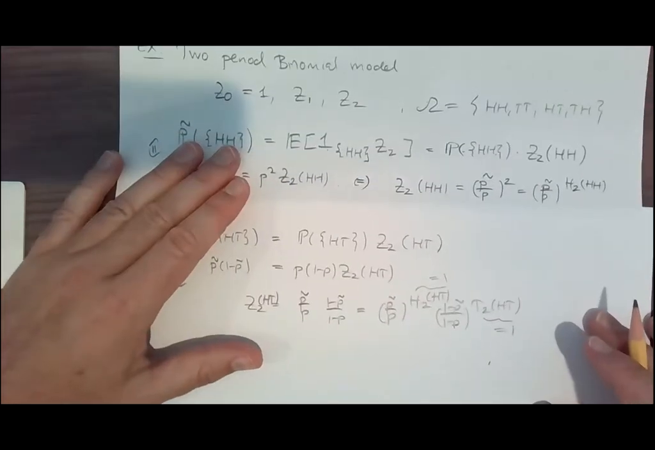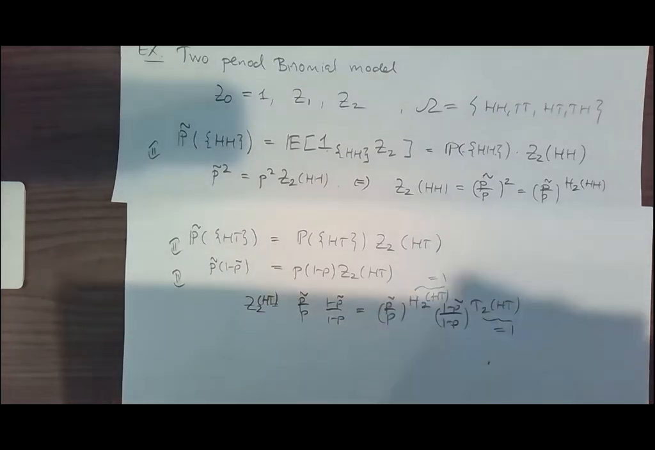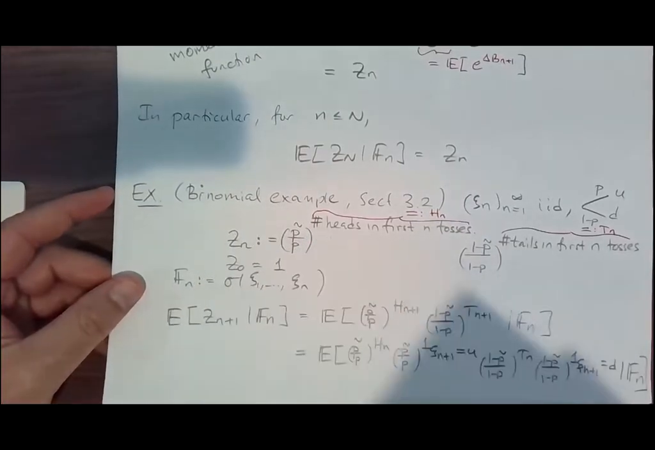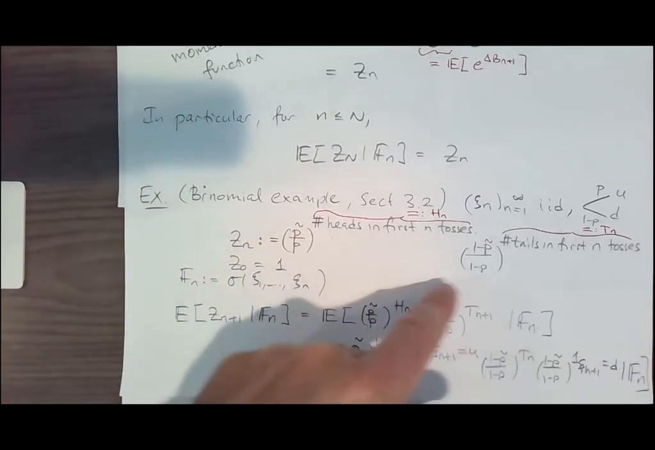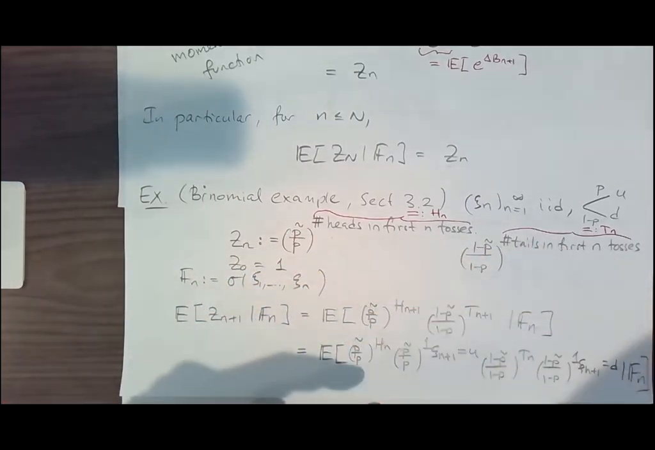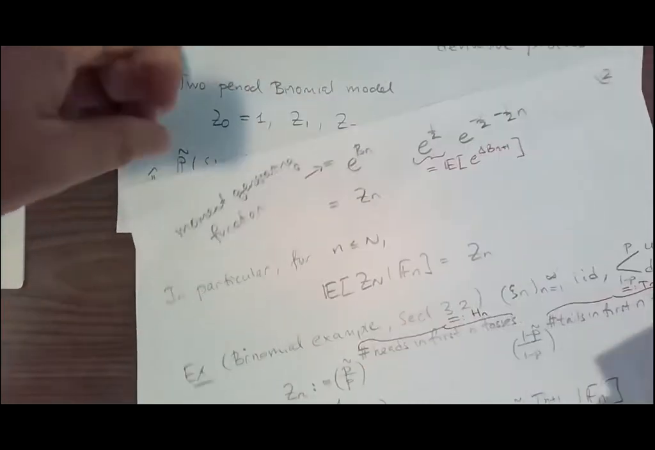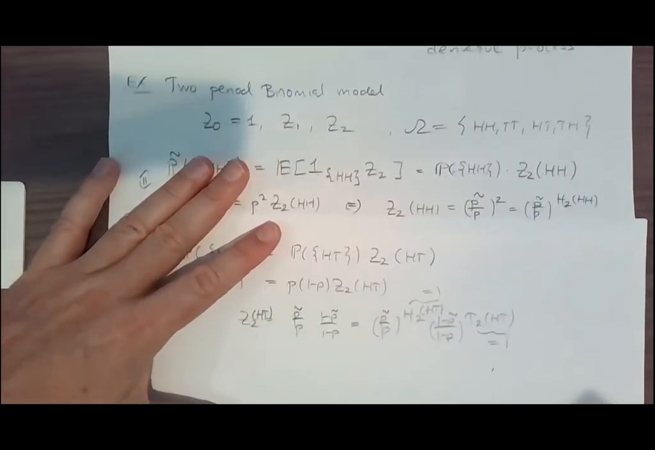So you're rediscovering now that formula that we had before the break. I said that this is really the binomial example: you take your Zn to this ratio to the number of heads, this ratio to the number of tails. You're rediscovering that formula by going through an example like this one.